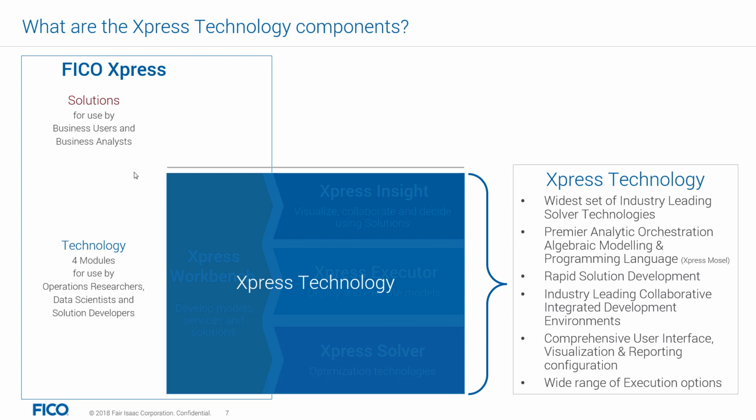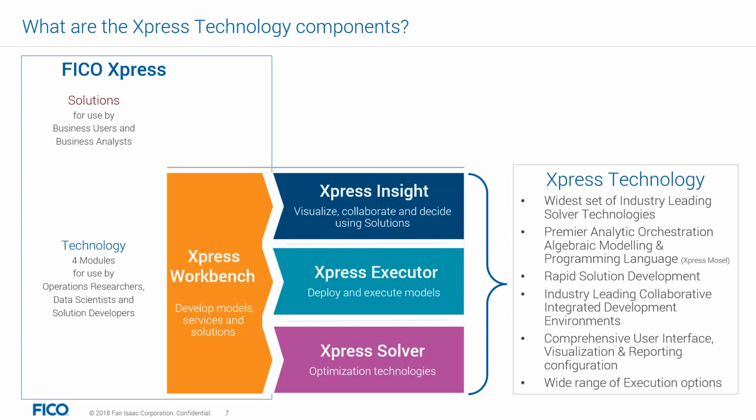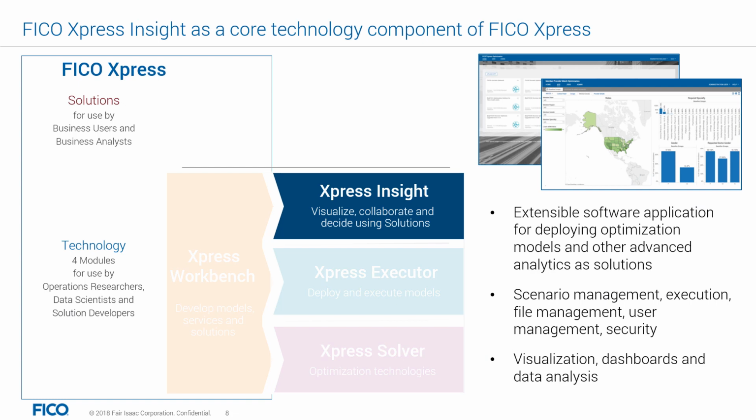While our technology has 4 components, Xpress Insight, Xpress Executor, Xpress Solver, and Xpress Workbench, we are here to focus on Xpress Insight. Xpress Insight is a core technology component of FICO Xpress. As mentioned before, it is an extensible software application for deploying optimization models and other advanced analytics as solutions. It includes scenario management, execution, file management, user management, security, and it also includes visualization, dashboards, and data analysis.